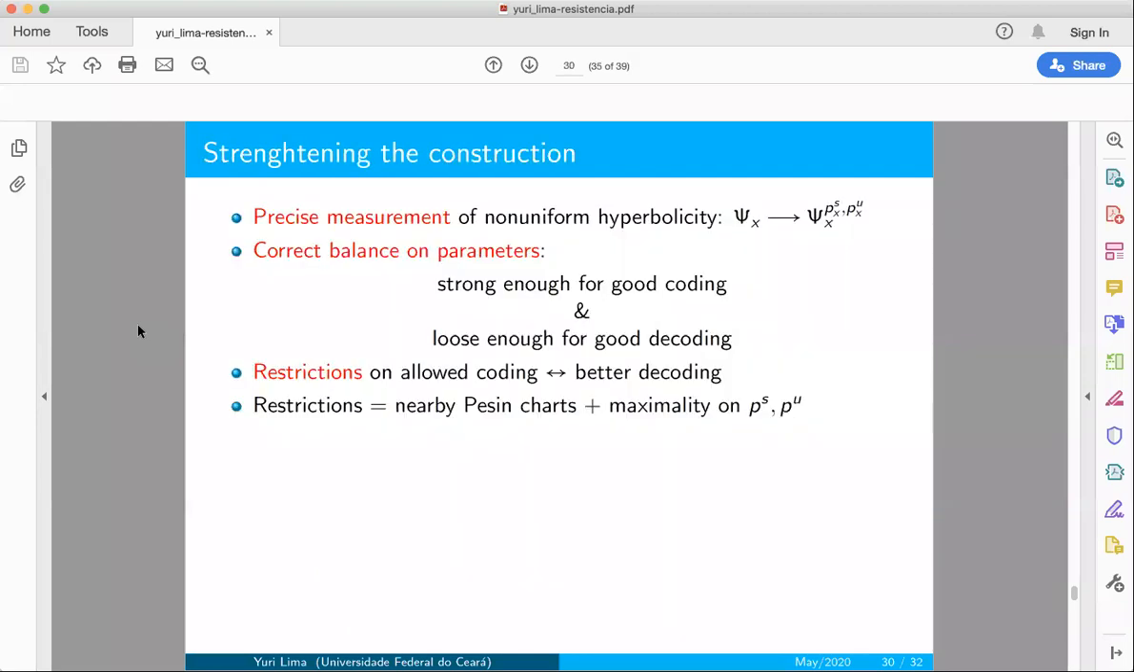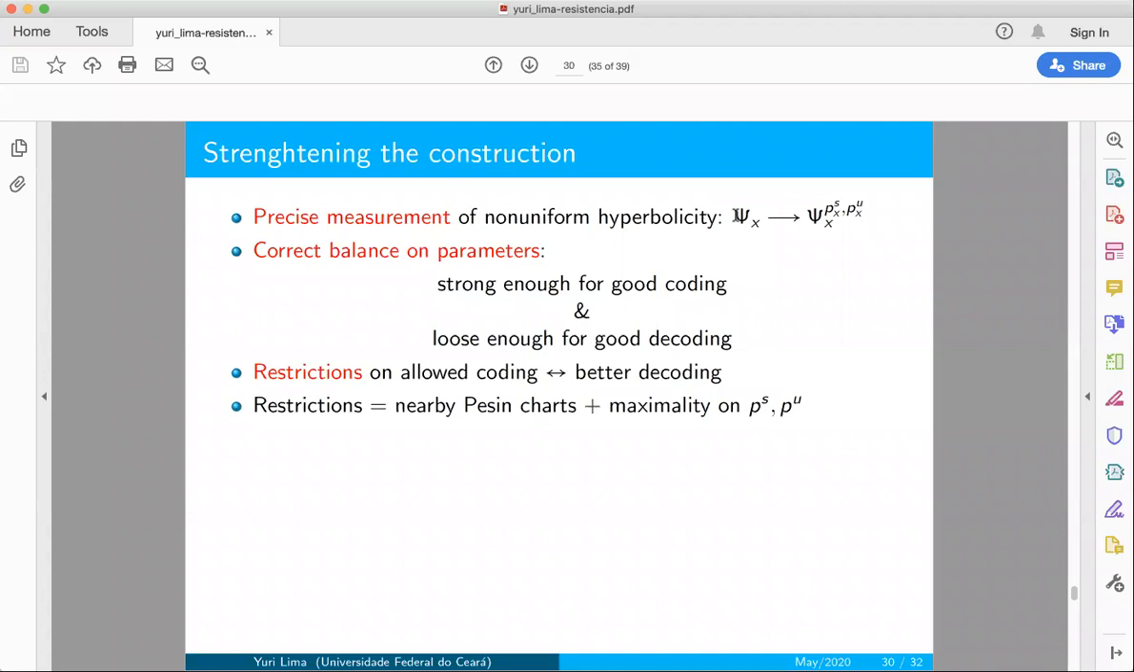And in order to do that, you need to make a better, more precise measurement of non-uniform hyperbolicity, which unfortunately until now is not able to be done using only the passing charts. So Sarig introduced the notion of double passing charts, which is two passing charts defined in two different domains and centered at the same point. The idea here is that one passing chart is going to control the hyperbolicity in the stable direction, and the other passing chart is going to control the hyperbolicity in the unstable direction.